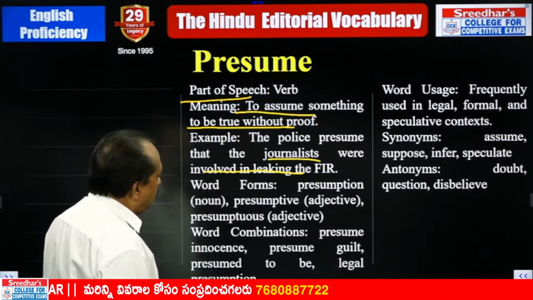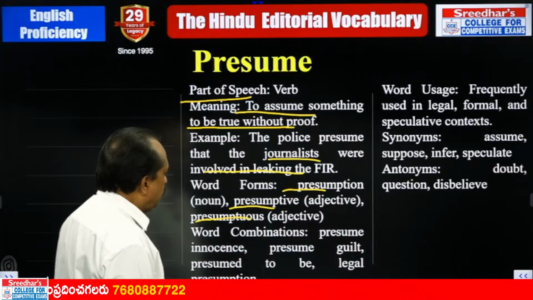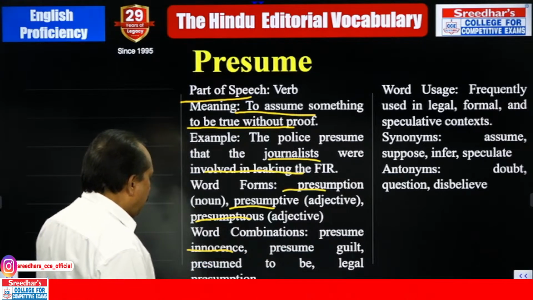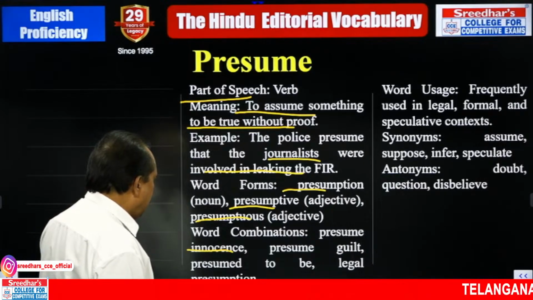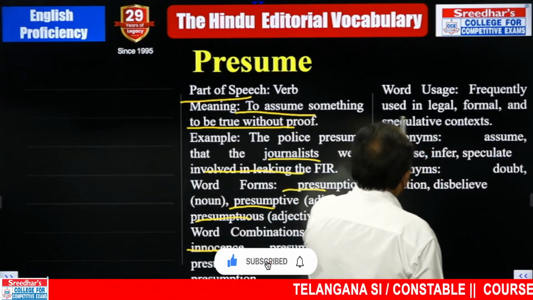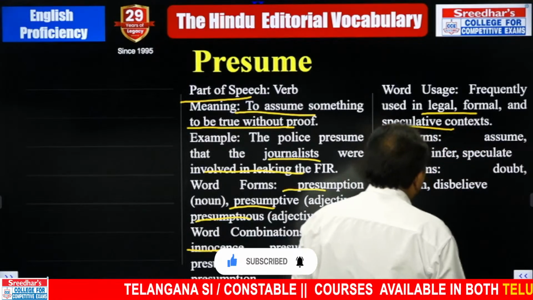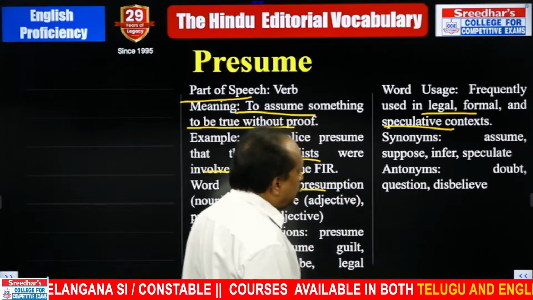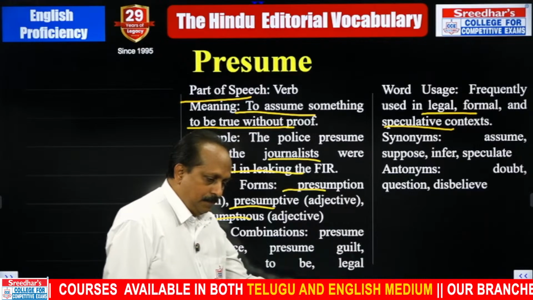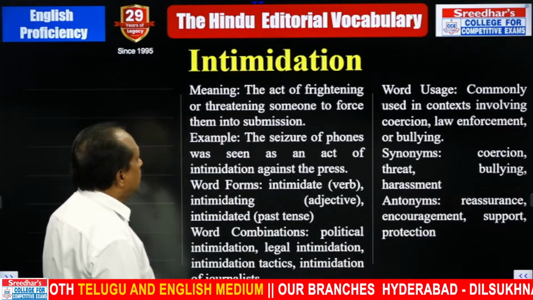Word forms: presumption, presumptive, important word forms. Presumptuous, this is also important. Word combinations: presume innocence, presume guilt, presume to be, legal presumption. All are important forms. Word usage: frequently used in legal, formal, and speculative contexts. Synonyms: assume, suppose, infer, speculate. Antonyms: doubt, question, disbelieve. Simple words. An FIR, yes, Murli, you have to recollect.